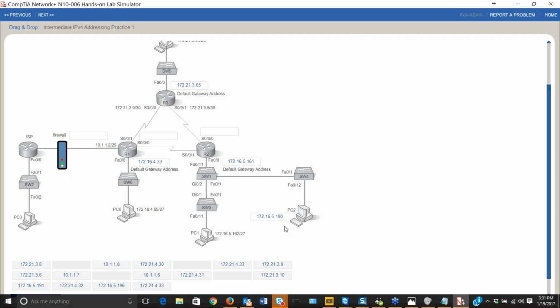First things first, when in doubt, look at your answers here. So we've got a 172.21.3, so it's going to be a 172.21.3. There's only 2 of these left. We got 9 through 10. But even if you didn't have that, let's figure this out for a minute, okay?